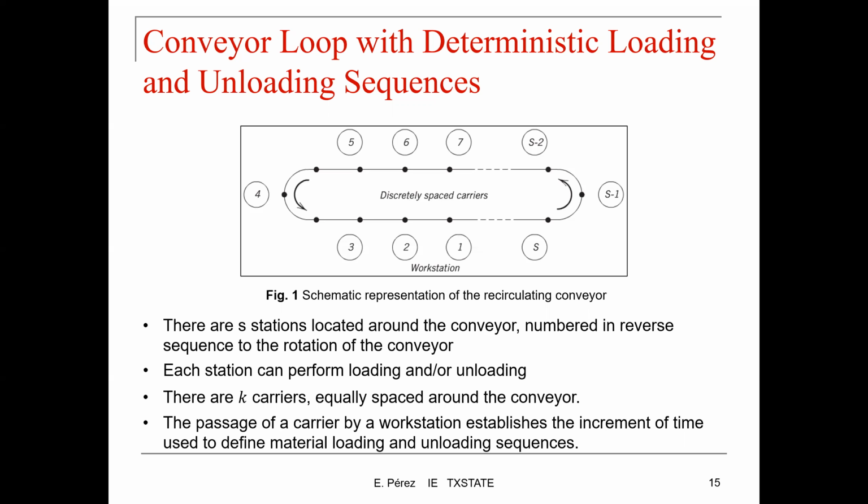So there are S stations located around the conveyor. They are numbered in reverse sequence to the rotation of the conveyor. Each station can perform loading and/or unloading for the conveyor. There are K carriers equally spaced around the conveyor, and the passage of a carrier by a workstation establishes the increment of time used to define material loading and unloading sequences.